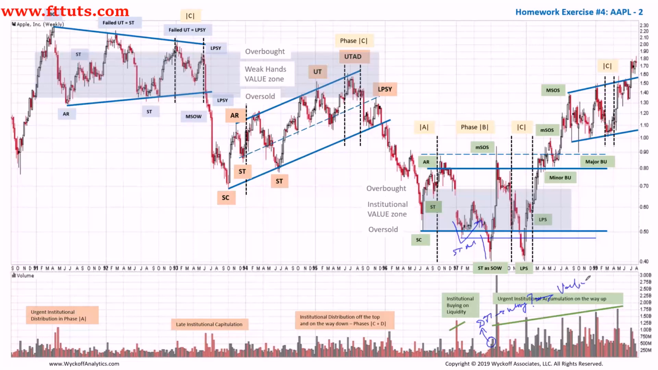Because there is value for institutions. And this value is actually extreme because it's on the oversold condition. So how are they going to buy out of the oversold? They're going to be more aggressive because it's below their value zone.